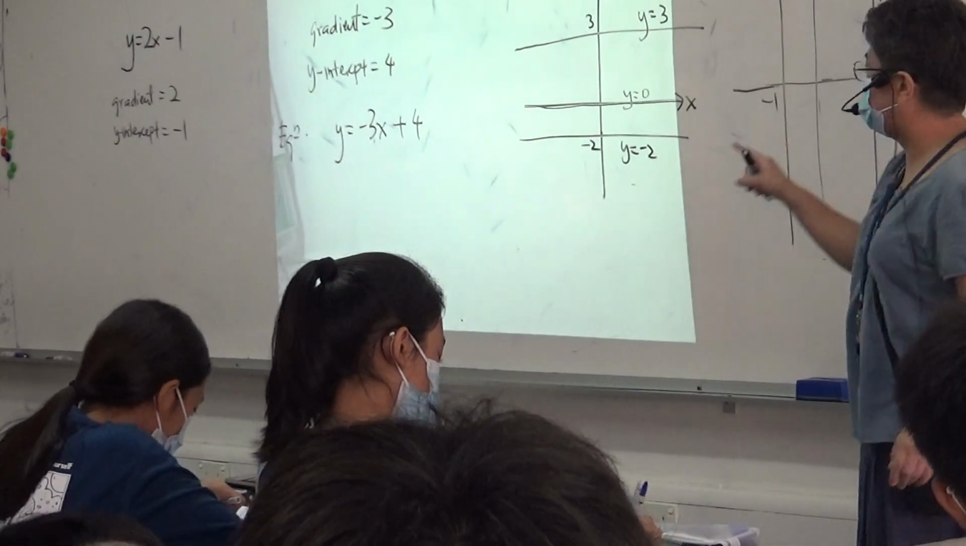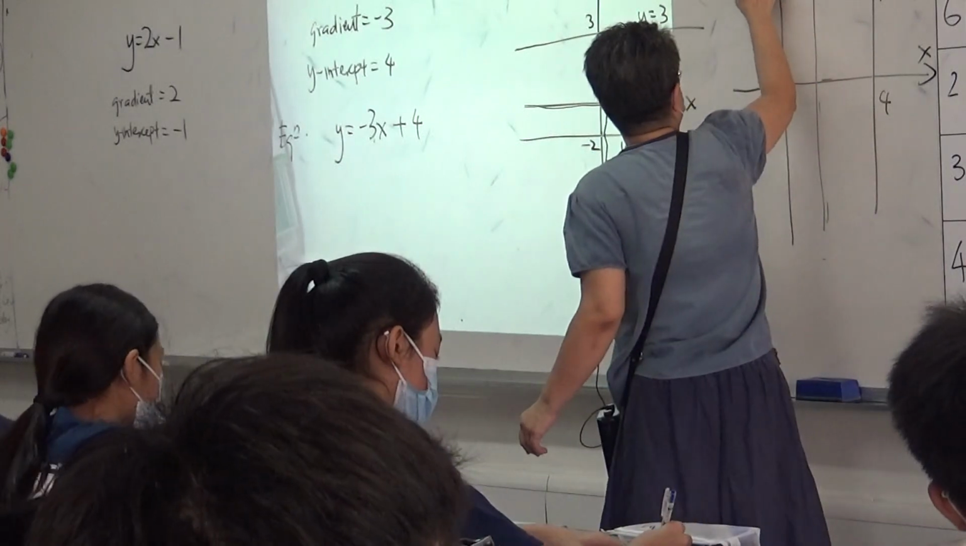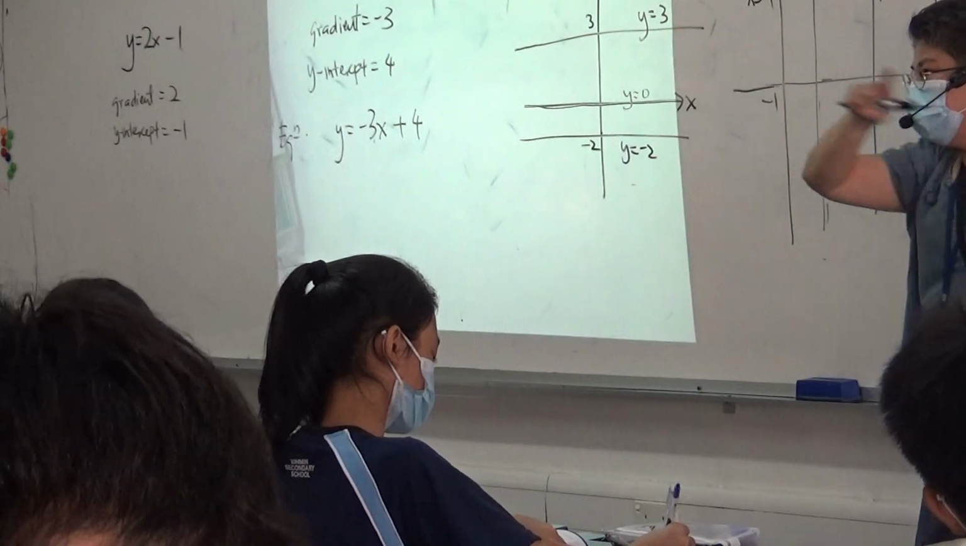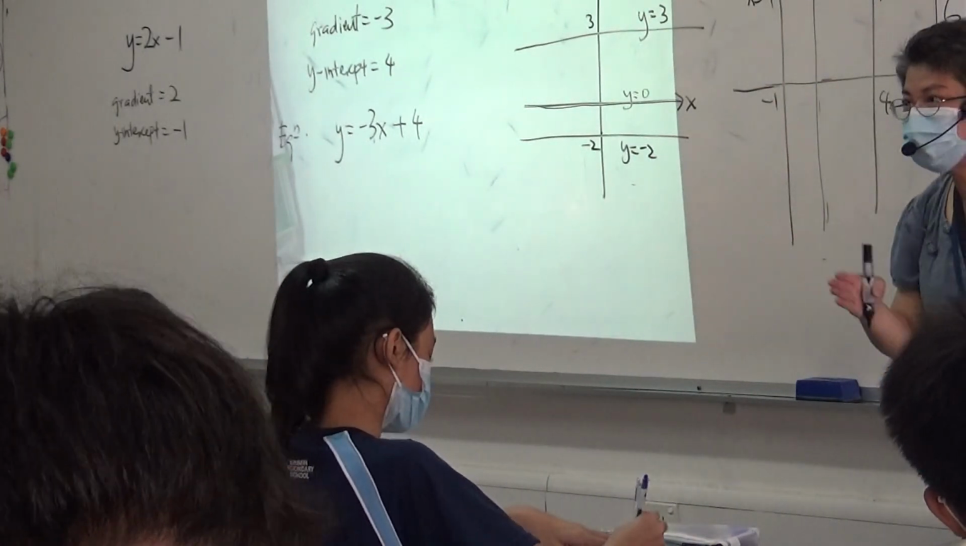Vertical line passing through -1. This is x equals to 4. So what's this? X equals to -1. Are we clear? Horizontal line is y equals to something. Vertical line is what? X equals to something.